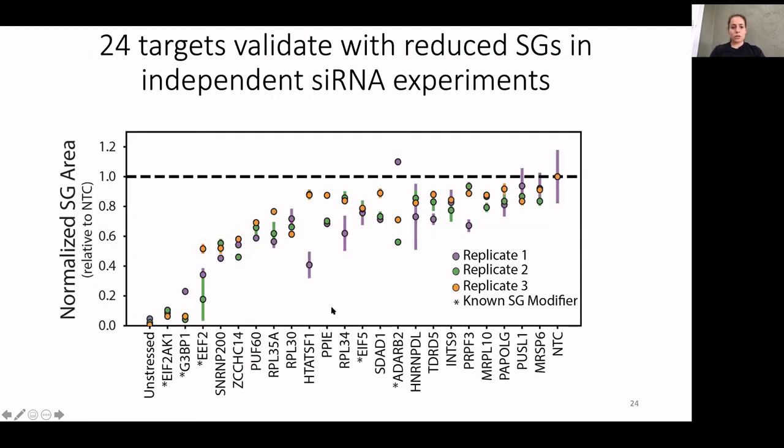But what we did show is that we then took the ones that we sequenced, the guide RNAs that we identified, and we independently used siRNA-based depletion as a different method to validate that these RNA binding proteins do in fact reduce stress granule area. So shown here along the x-axis are all of the different targets that we've identified relative to a non-targeting control all the way over here on the right, and the unstressed control on the left. And then plotted on the y-axis is the normalized stress granule area, normalized to the non-targeting control at 1.